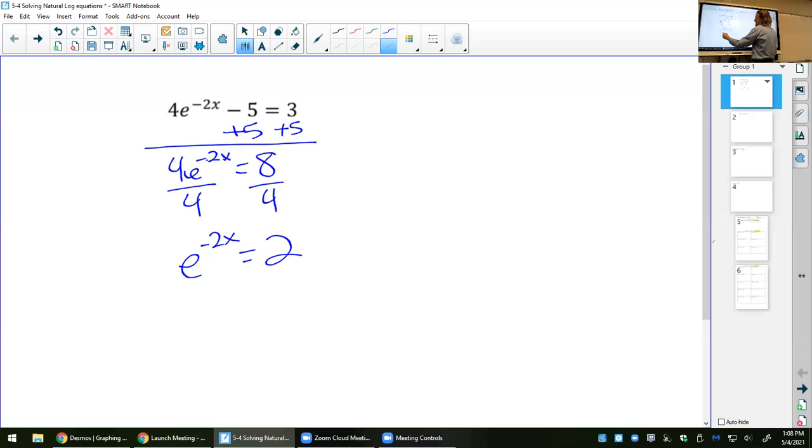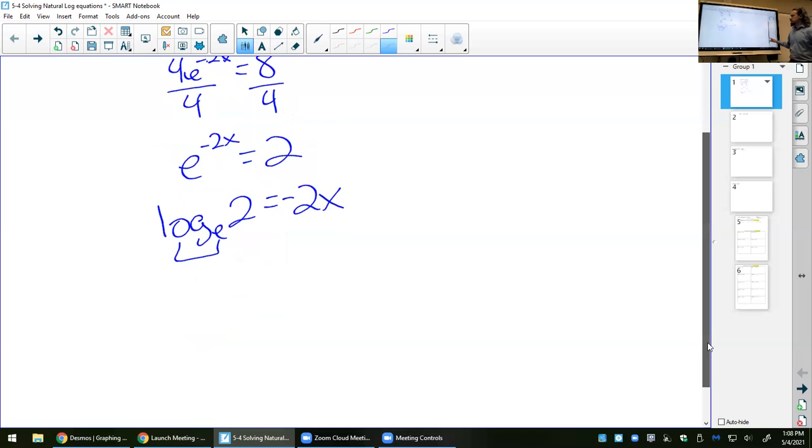So if I have e to the negative 2x, I can write that as log base e, and then the negative 2x and the 2 will swap places. So log base e of 2 equals negative 2x. And then what we said yesterday was anytime you see log base e, we can simplify that and just call that the natural log, or ln, of 2 is negative 2x.